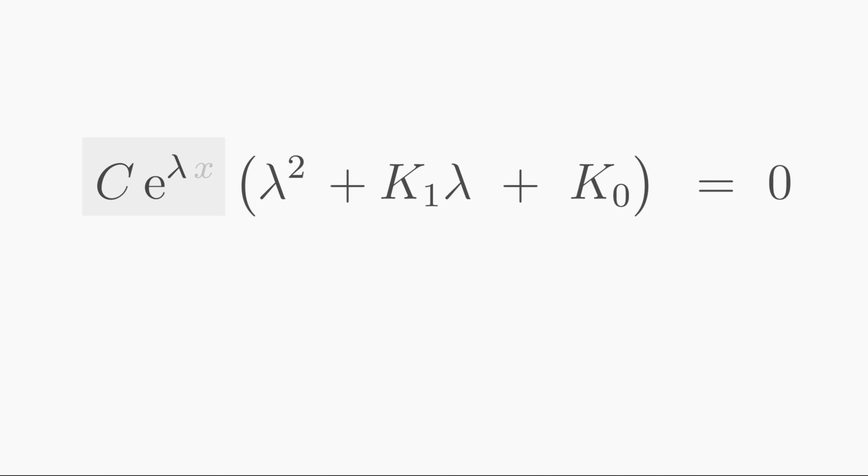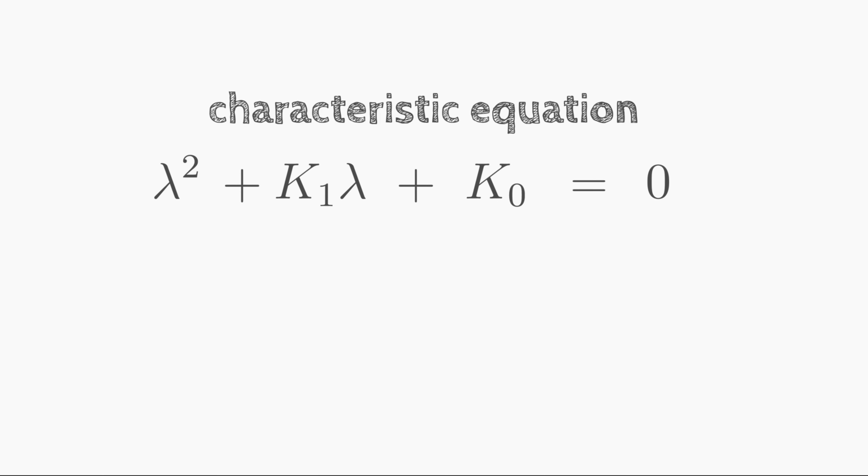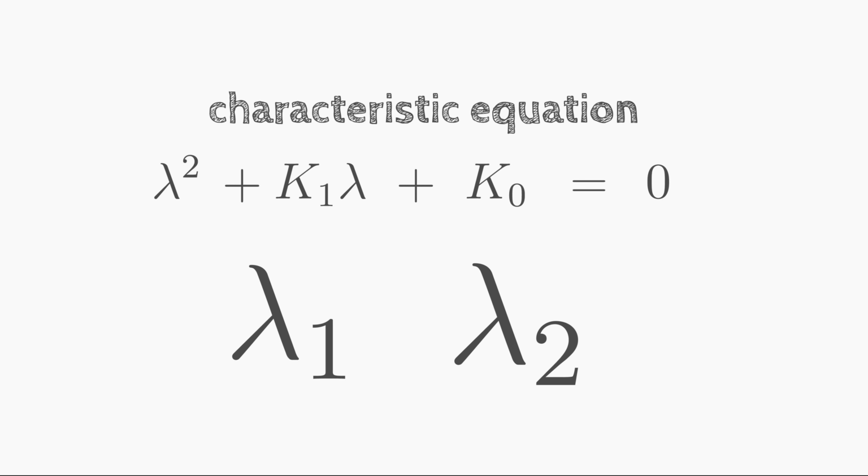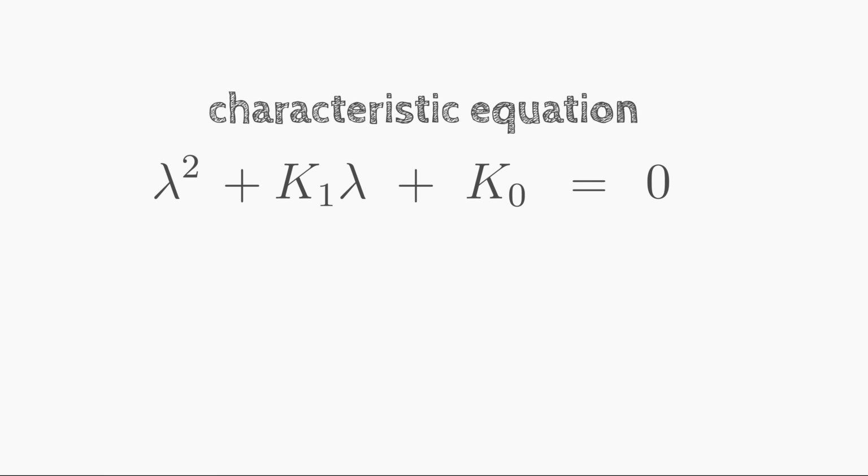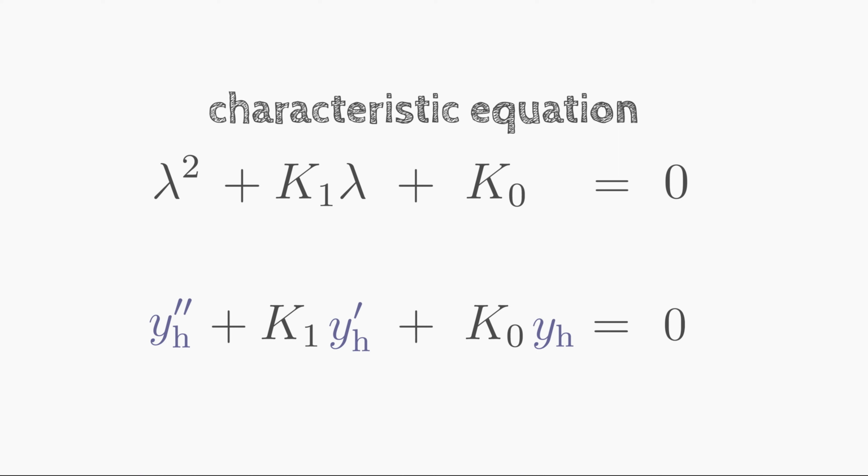If we divide by this factor, then we get the so-called characteristic equation for lambda. When we solve this equation, we find the unknown lambda. Since it is a quadratic equation for lambda, we get two solutions, lambda 1 and lambda 2. We have to consider both of them. Basically, you can set up the characteristic equation directly by looking at your differential equation without having to do all these steps. Compare your differential equation with the characteristic equation.